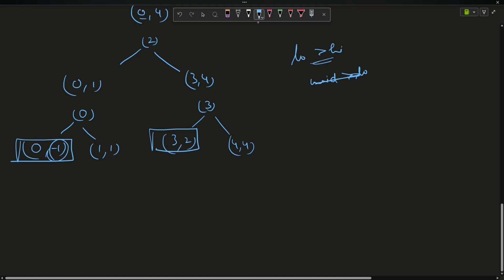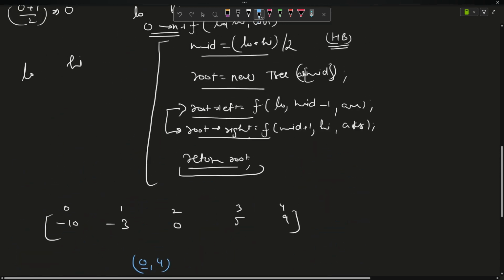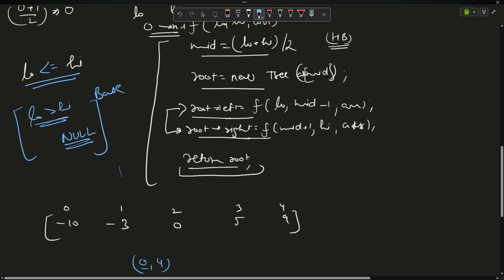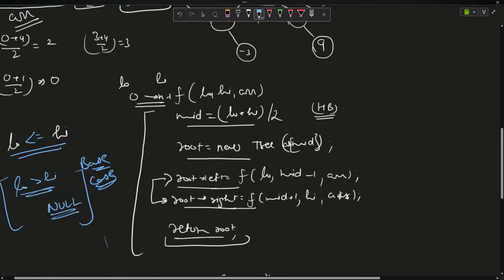3 comma 2, what is the mid? 3 plus 2 by 2 is going to be my 2, and you can see that 2 node has already been made. So my condition is that if my low is less than equals to high, only then proceed with these steps. What will happen when my low is greater than high? Simply return null. This is your base case. If your low is greater than high, return null, because that is not a valid node to add to the tree. That's all.